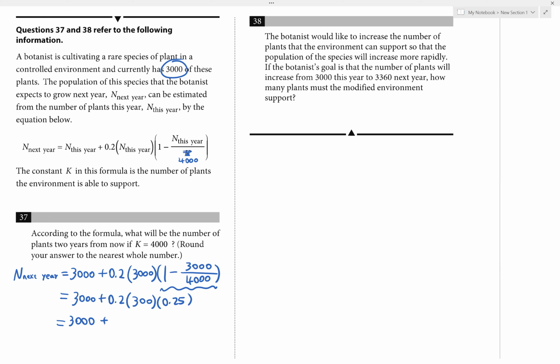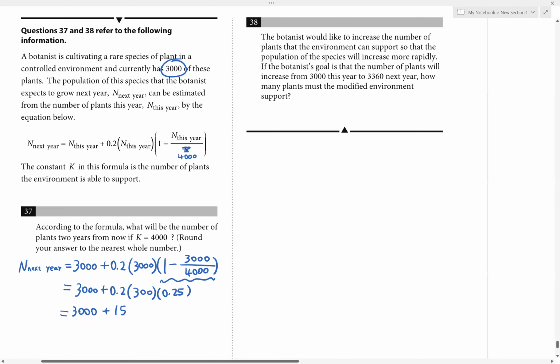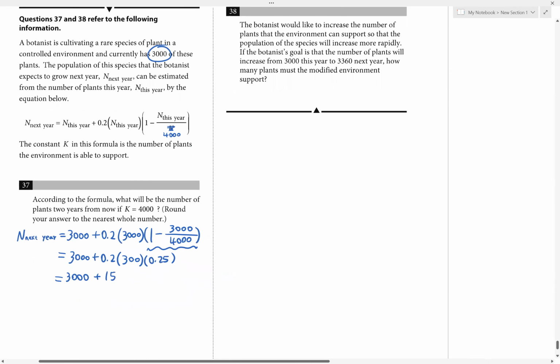This is actually equal to 15. So 3,000 plus 15 right there, which is actually not 15, it's 150, because I think I missed a zero there. That's 3,000 times 0.25. Yeah, it should be 150. So 3,000 plus 150 is 3,150. So that should be the number that we have 1 year from now.